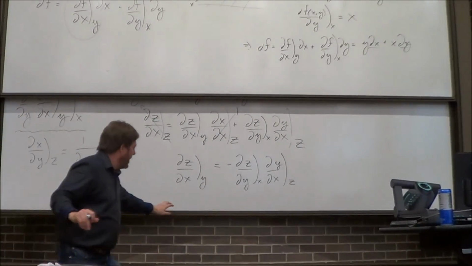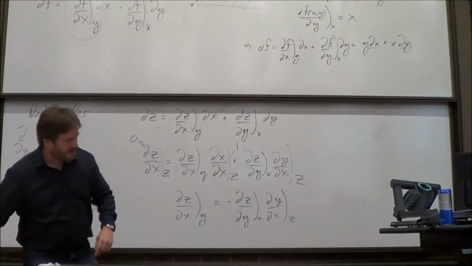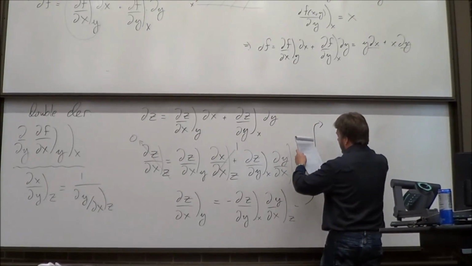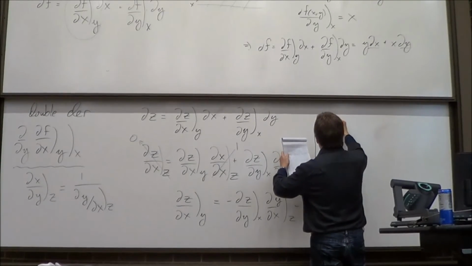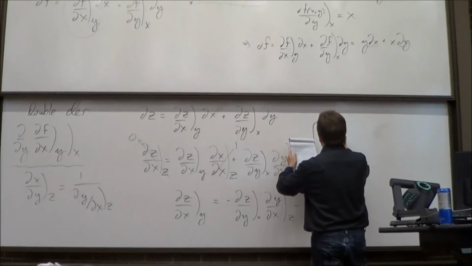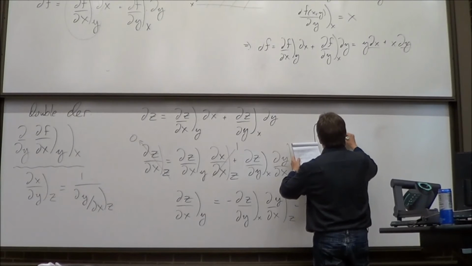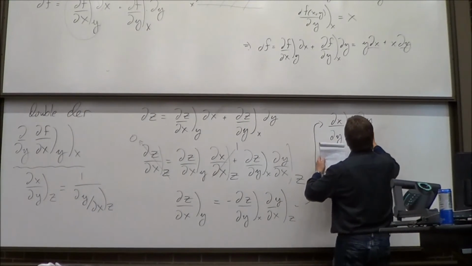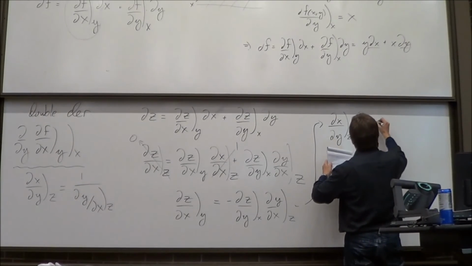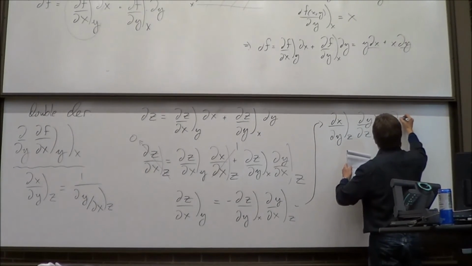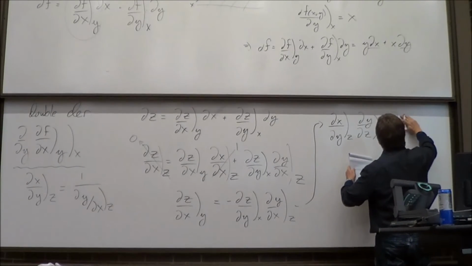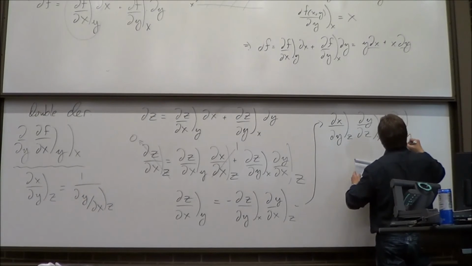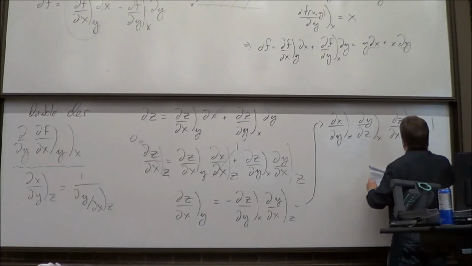I'll tell you what, let me just get to the answer and then toss it up there because I'm kind of screwing up. I'm kind of running out of time. Okay, the end result is called the Euler chain formula. And there is a simple mnemonic to remember it: dx dy at constant z, dy dz at constant x, dz dx at constant y. And if you don't remember that, it's on the cheat sheet. And it's equal to -1.